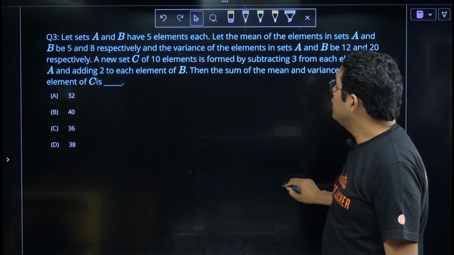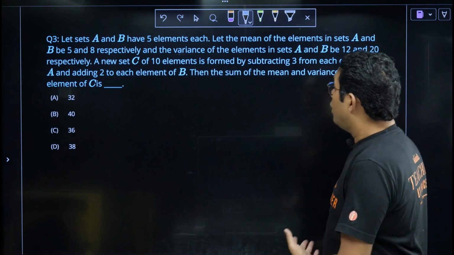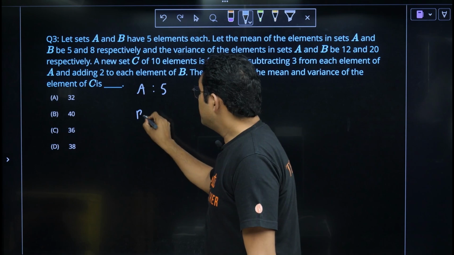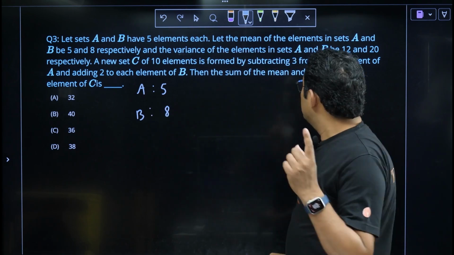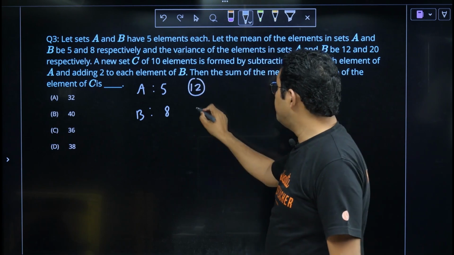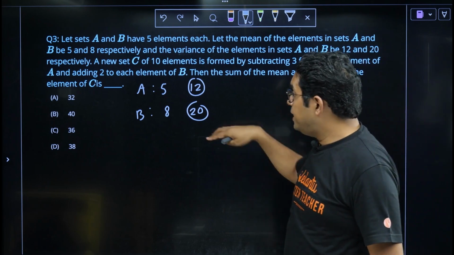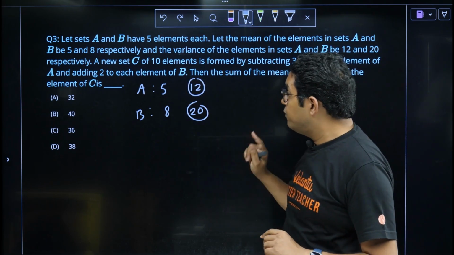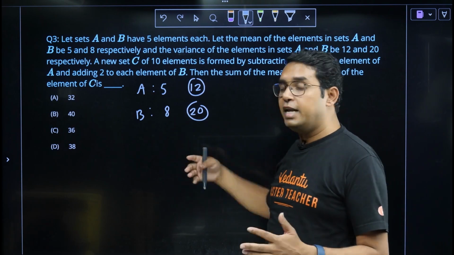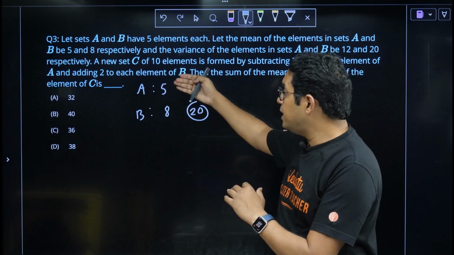Question number 3. Here we are given sets A and B have 5 elements each, and the mean of the elements of A is 5. For B, it is 8. The variance of the elements of A is 12 and the variance of the elements of B is 20. Okay, now we have created another set C by taking elements of A and B, where we have subtracted 3 from each element of A and added 2 to each element of B, so that we now have 10 entries in C, but not directly as they were in A and B.